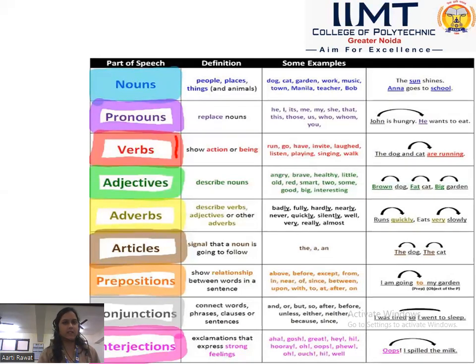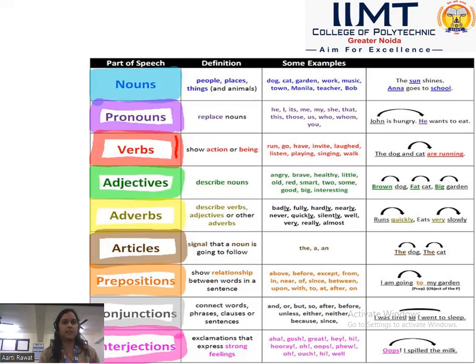And adjectives describe nouns. Angry, brave, healthy, little, old, red, smart, some, good, big, interesting. These are the examples of adjectives. And adverbs describe verbs, adjectives or other adverbs. Some examples are fully, badly, hardly, nearly, never, quickly, silently, well, very, really, almost. These are some examples of adverbs.